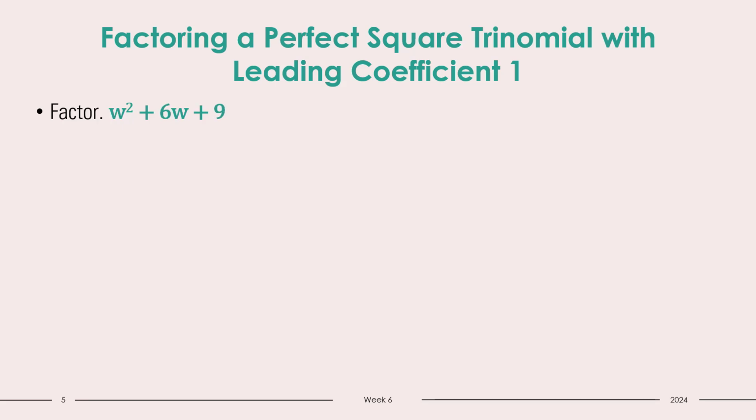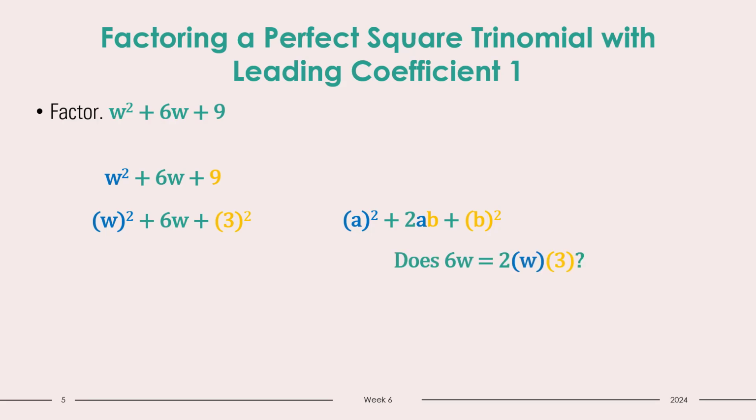Here's another example. Okay, we've got w squared plus 6w plus 9. Of course, w squared is a perfect square because we take w and square it. 9 is a perfect square because it is 3 squared. So I want to ask myself, is 6w 2 times w times 3, right? That's what I need my middle term to be. And of course it is. And so we can say this is just going to be equal to w plus 3 squared.